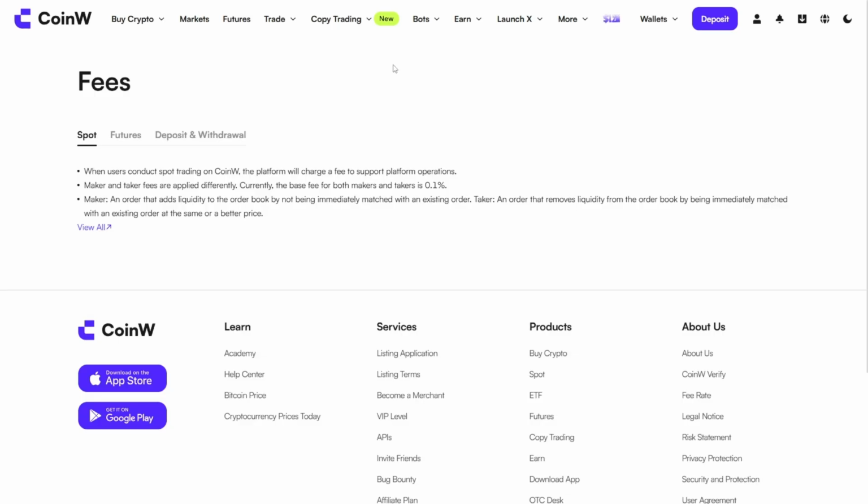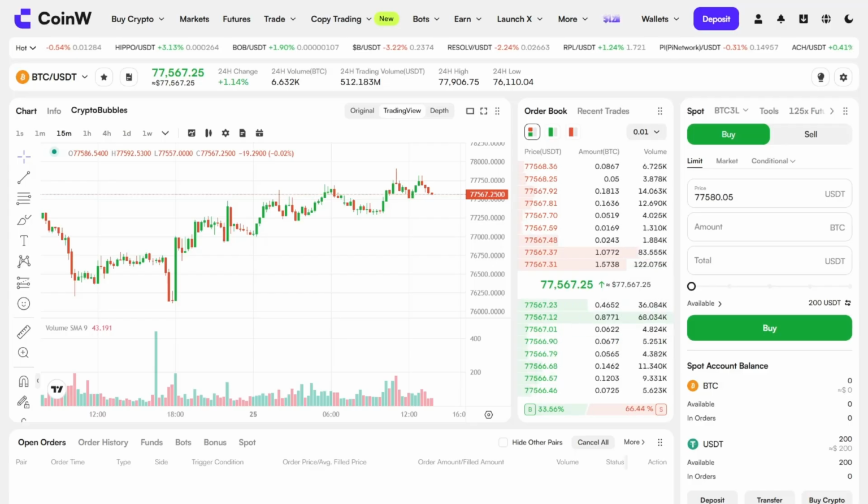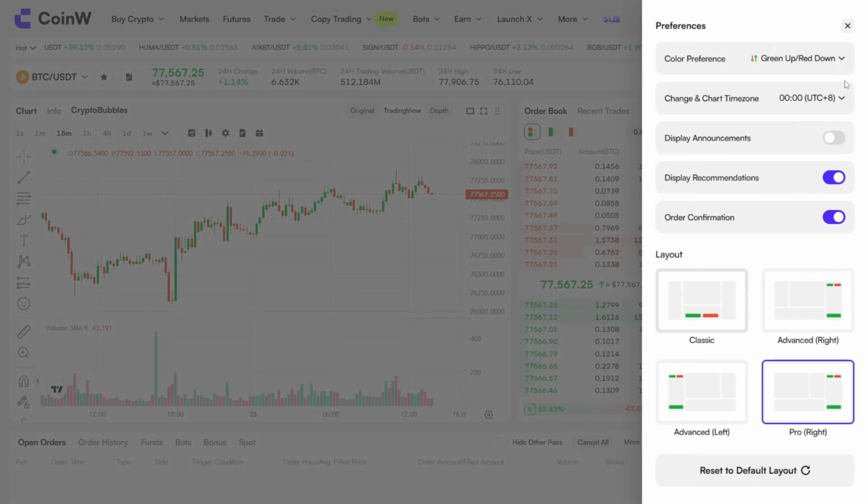Now let's head to the spot dashboard on Coinw. So under trade, we're going to go to the spot market. The first thing we want to do inside this spot trading UI is check out our layout settings. So we're going to head to the top right and click on settings. And then we can see there are 4 different layout options. Right now we are in Pro right.